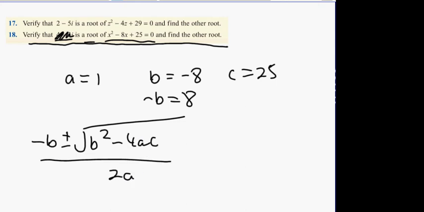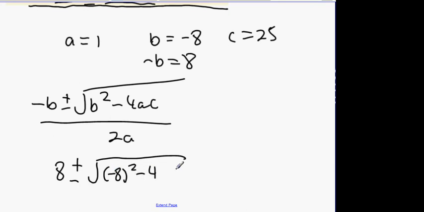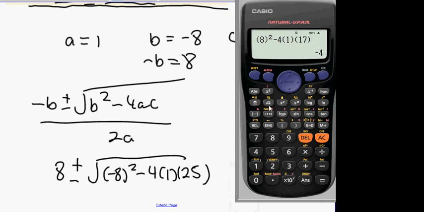Okay. So put into the formula and what do we get? Minus B being 8 plus or minus the square root of minus 8 squared minus 4 times 1 times 25. And once again, guys, you can't do it all in the calculator, so you just got to enter the part inside the square root sign. Do not use the square root this time. Okay, 4 times 1 times 25.